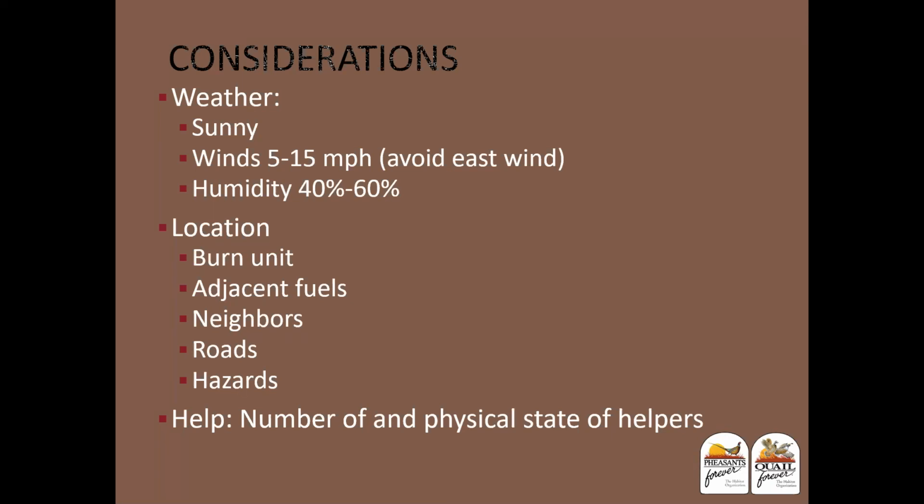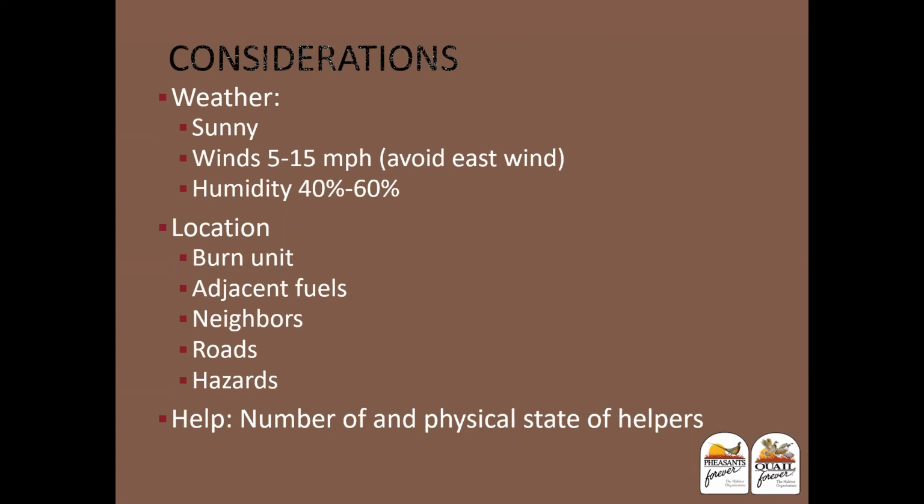So unless it is listed in the burn plan, say like there's an interstate on one side, you don't want to be blowing smoke on it, that would be a reason to use an east wind. But if you can avoid it, definitely avoid an east wind. And then with humidity, you're going to be looking from 40 to 60%. If it's too humid, of course, there's going to be too much moisture. You're not going to be able to run the burn through it effectively.